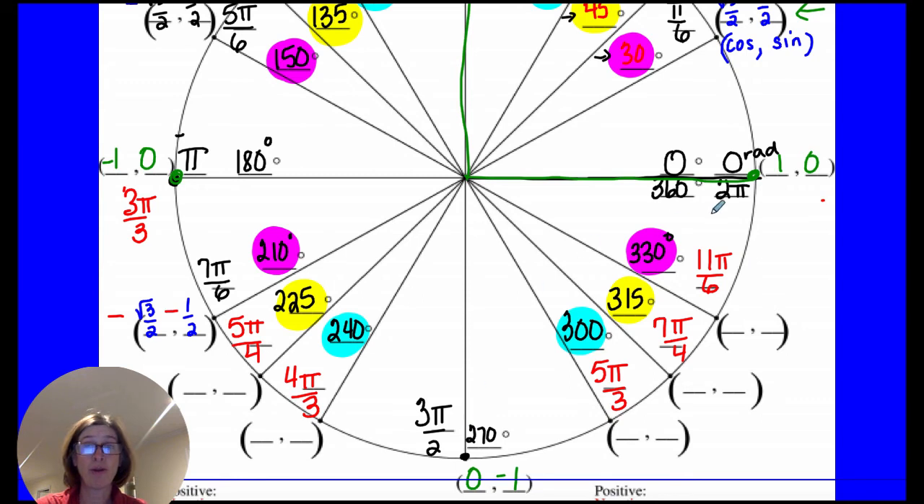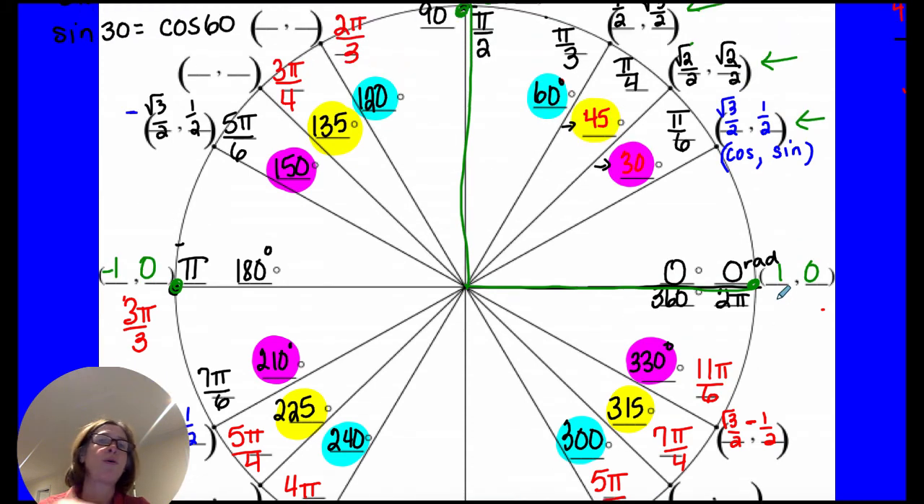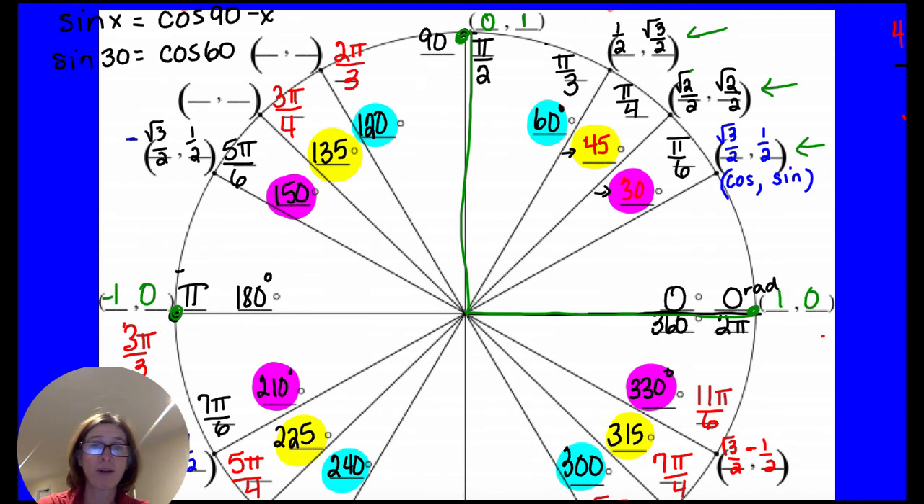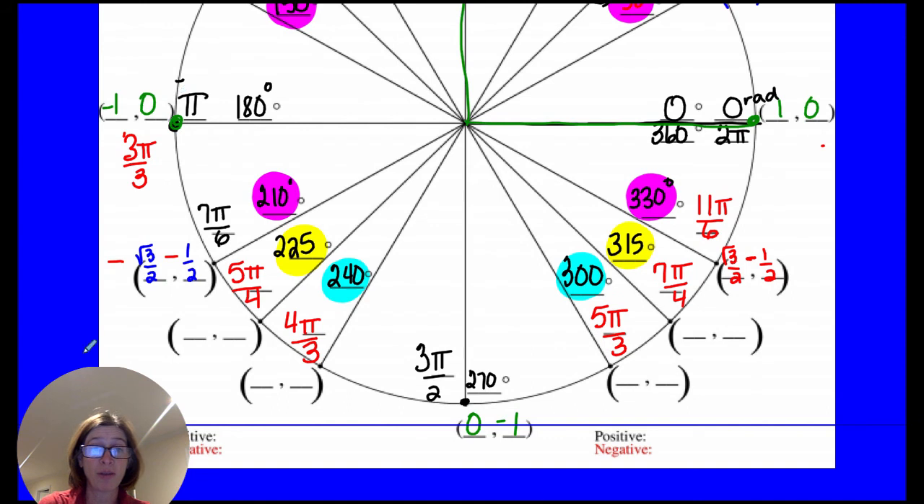And then if I go to the fourth quadrant, again, the 30-degree reference angle is 330, so it would be root 3 over 2, 1/2, except x is positive, y is negative, so my 1/2 would be negative. And that's what I mean. If you know quadrant 1, then you know all of them. So all of my 45-degree reference angles, or pi over 4 reference angles, are going to be root 2 over 2, root 2 over 2. In quadrant 2, x will be negative. In quadrant 3, they'll both be negative. And in quadrant 4, the y will be negative.